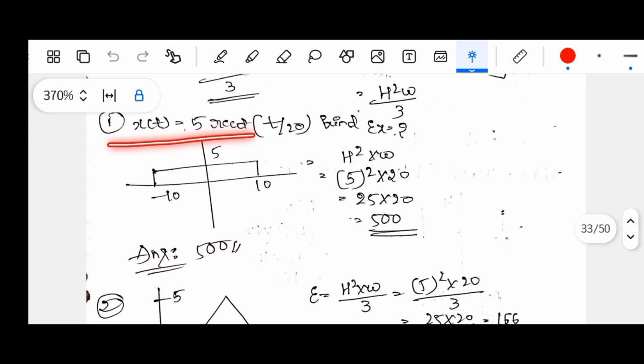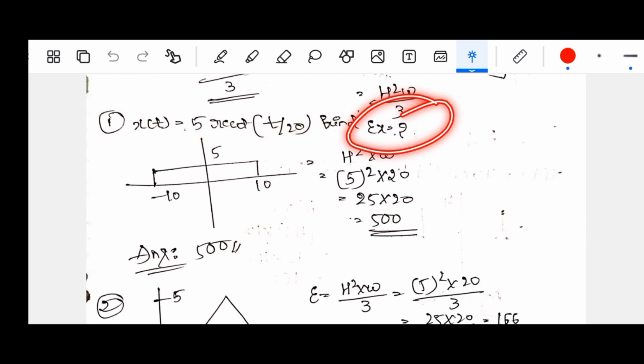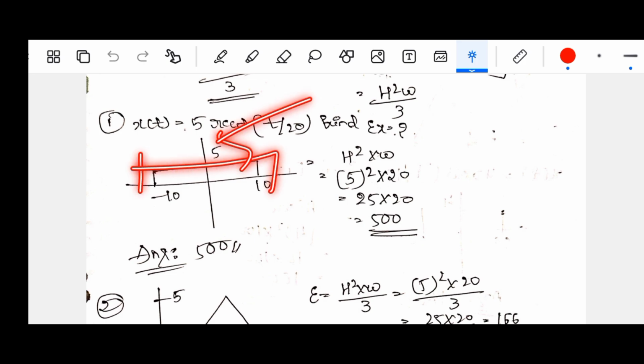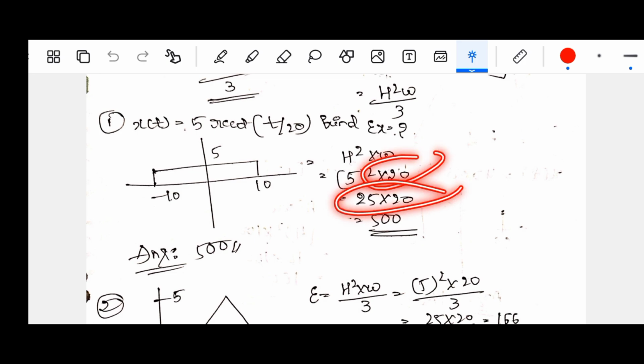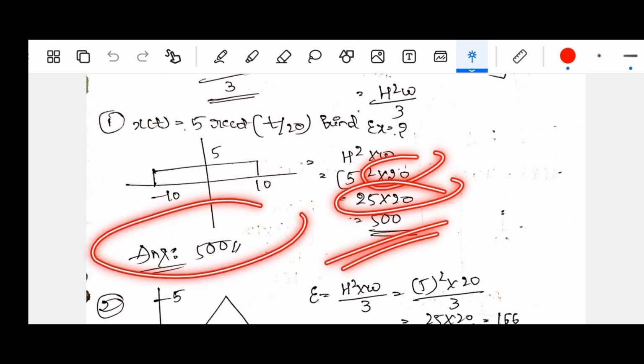See this problem. x of t is equal to rectangle of t by 20. Find the energy. It is varying from minus 10 to plus 10 because the denominator value is 20, meaning minus 10 to plus 10. The numerator value is 5. So, h square into w, the h value will be 5. 5 whole square into 20. 25 into 20 will be 500.